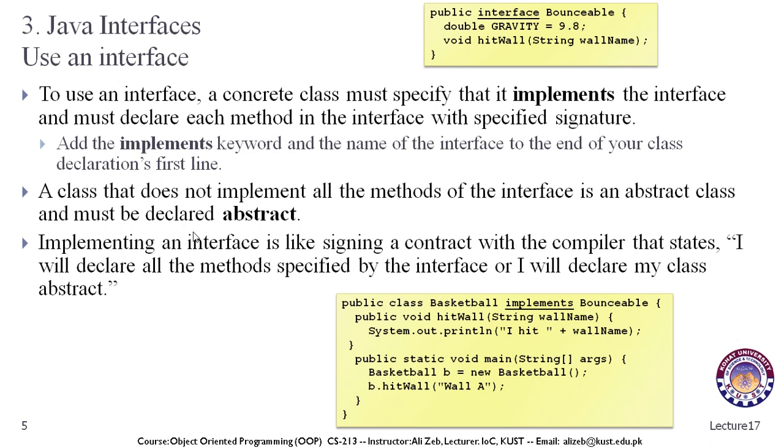Now, the difference here from the abstract classes is that in abstract classes, we did not need to implement all the methods of the abstract class. We only needed to implement the methods that were declared as abstract in the abstract class. And we do not write the keyword abstract with the method declaration in the interface because it is implicitly an abstract method.